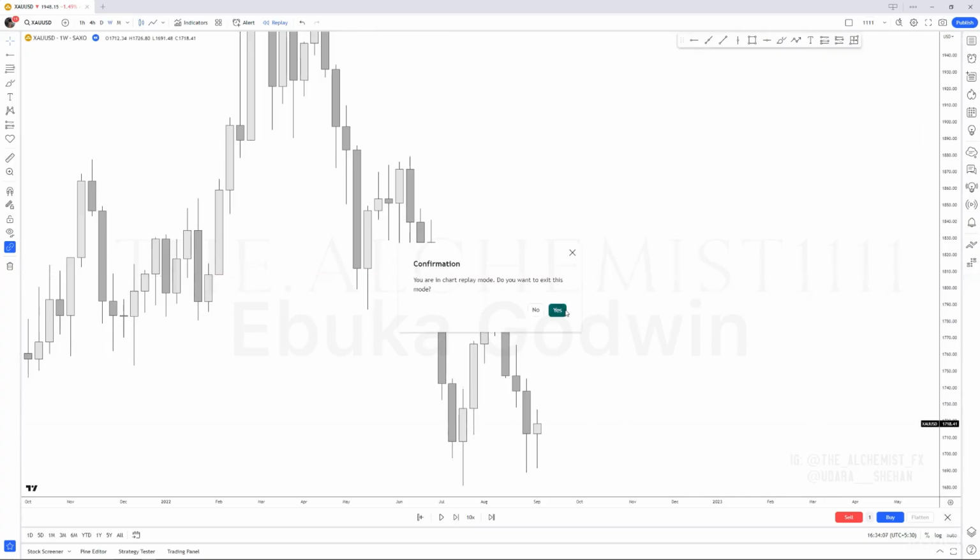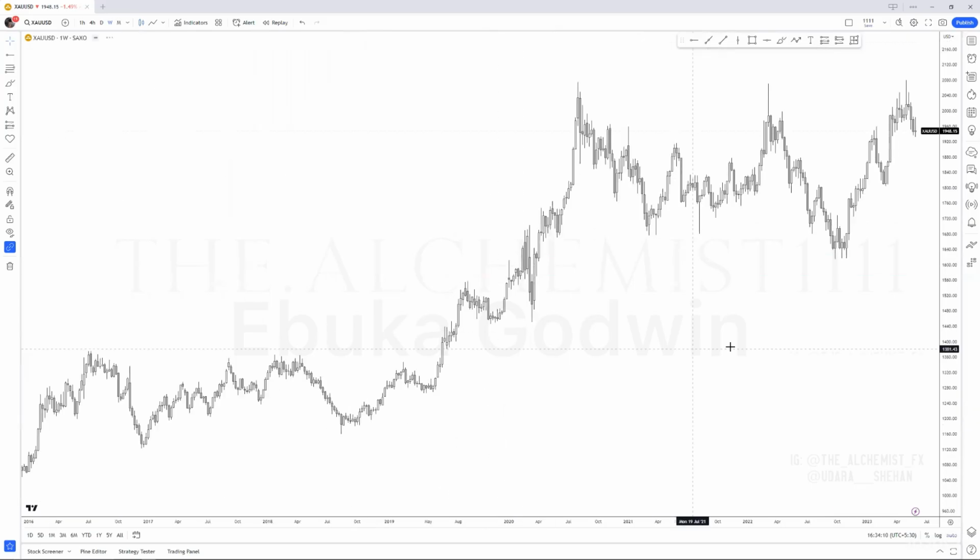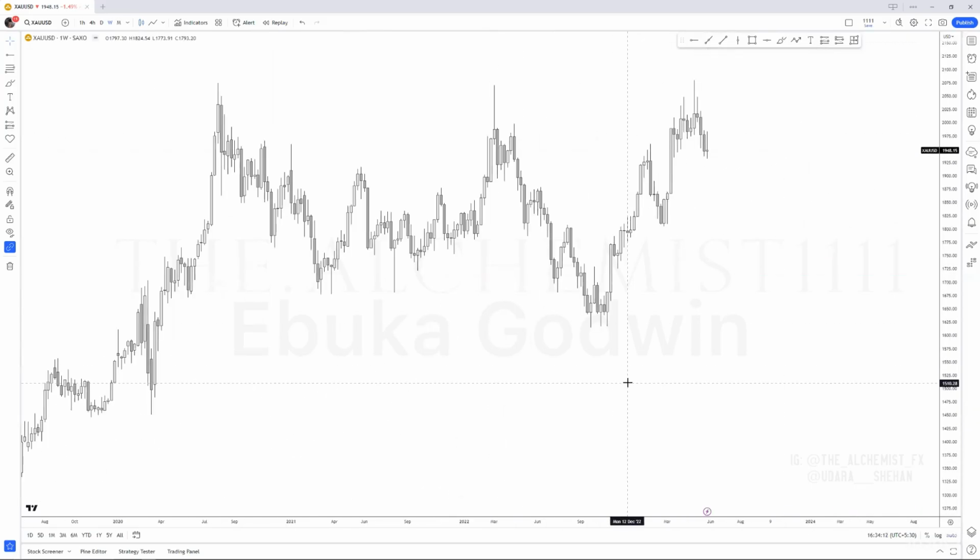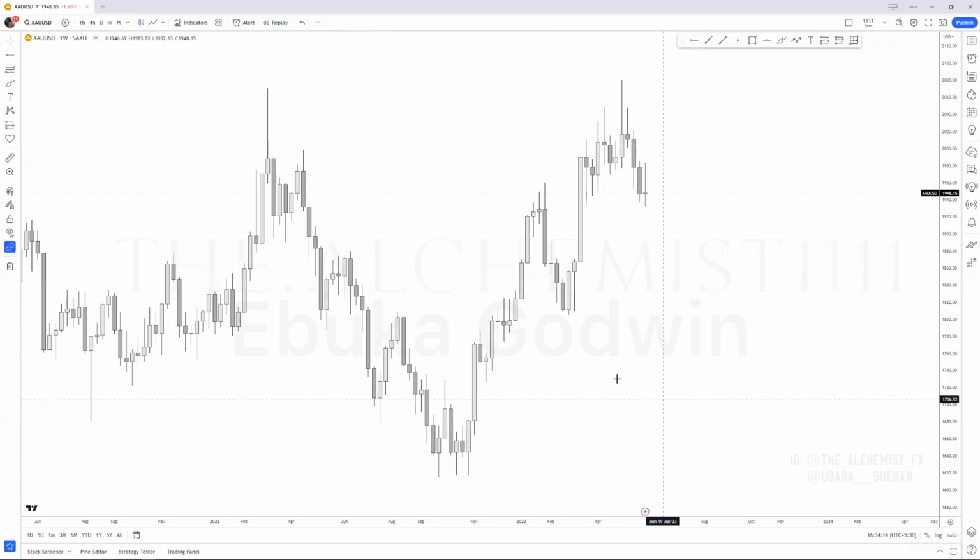Okay, I'll show you how to filter out the good levels and all of that later. Right now, all you have to do is just understand the logic behind this. Okay, why we're choosing closing prices and all that stuff.